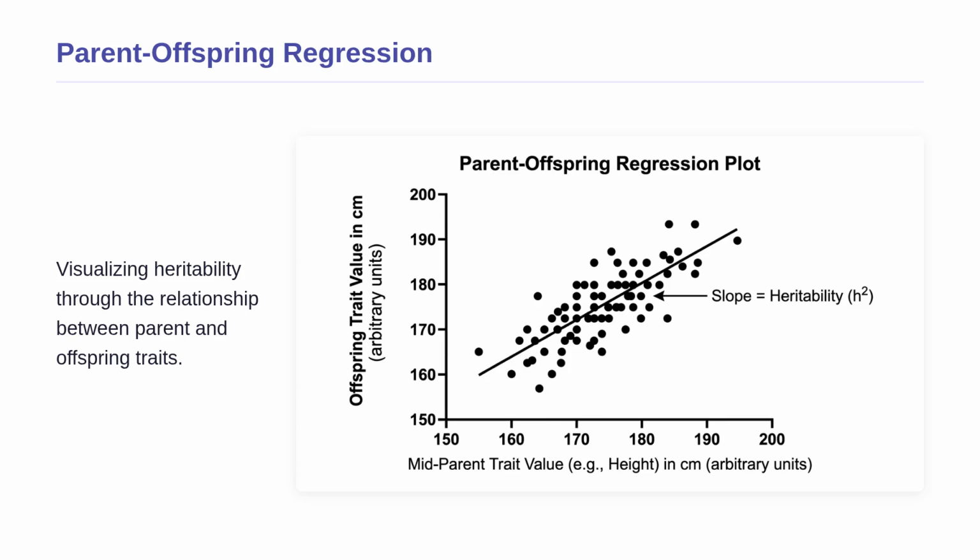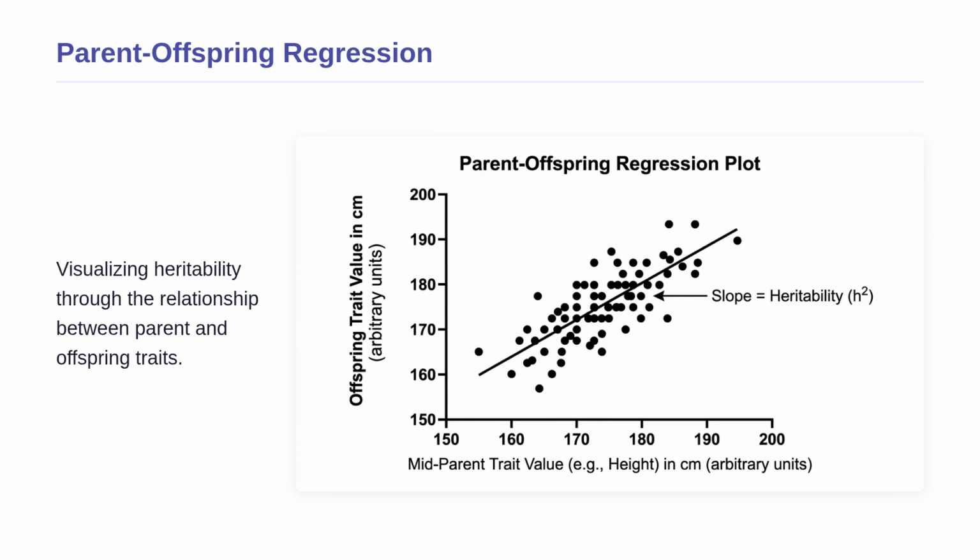To visually reinforce what we just calculated, let us look at a parent-offspring regression plot. On the horizontal axis, we have the average trait value of the parents, known as the mid-parent value. On the vertical axis, we have the trait value of their offspring. Each dot represents one family. Notice the clear positive trend. Taller parents tend to have taller offspring.